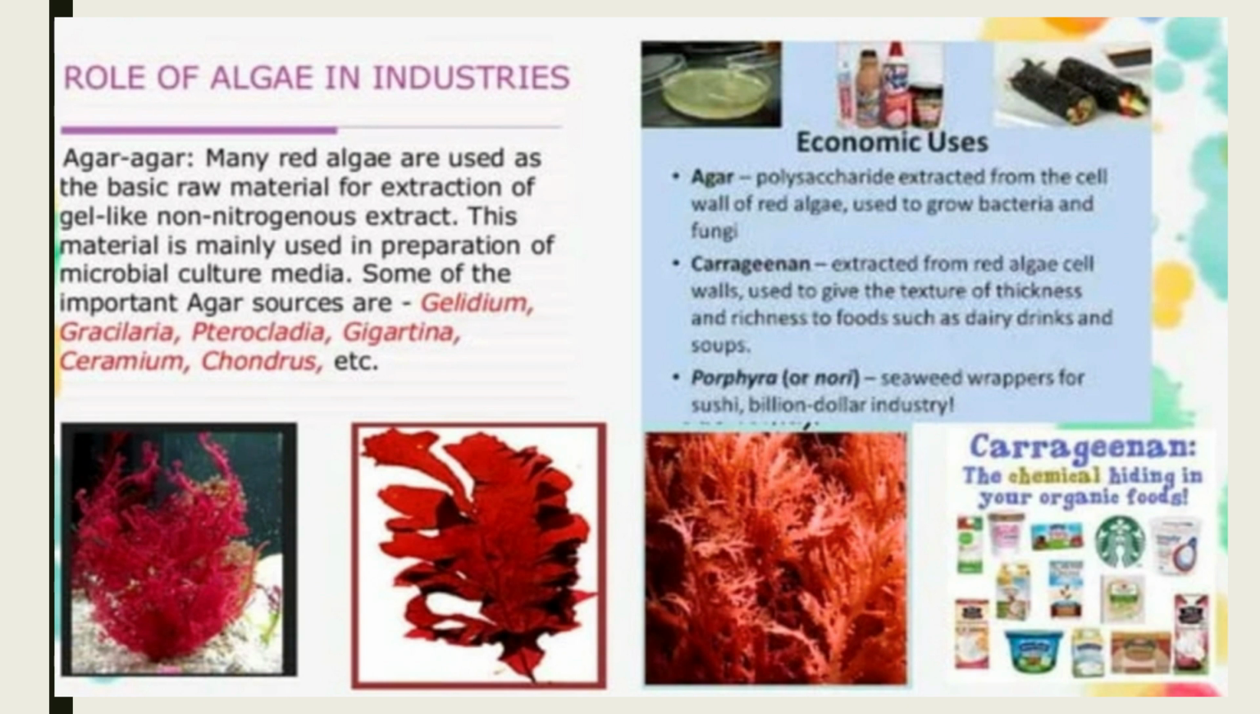As I mentioned before, the three main important extracts from these algae are agar, carrageenan, and Porphyra nori. Agar is used as a solidifying agent and in microbial industries. Carrageenan is mainly used in food industries for dairy products like cheese, curds, and creams, as a solidifying agent and also as a bonding agent between colloids.